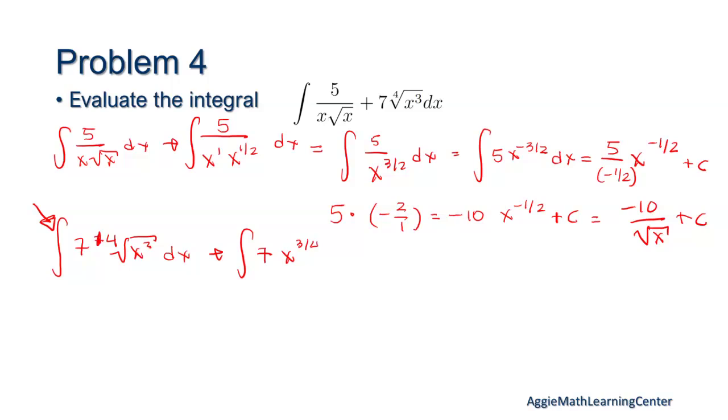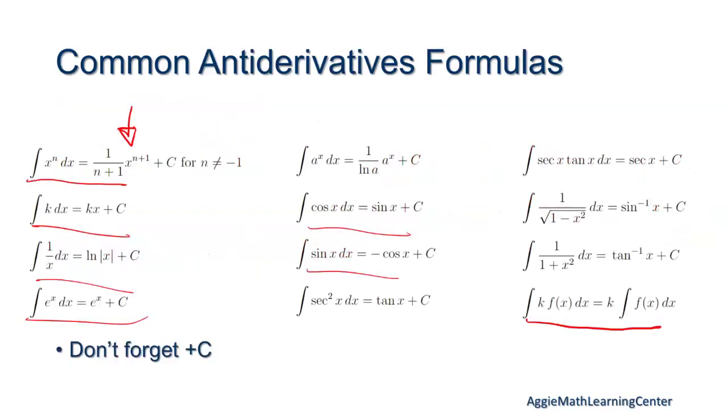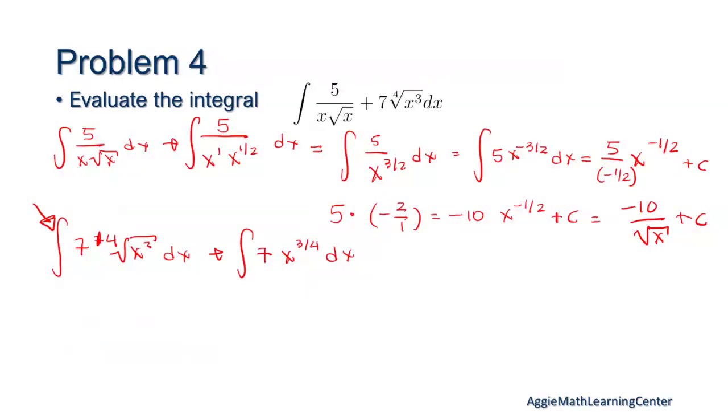So now I have 7x to the 3/4 dx. I'm going to add 1 to the power and then divide by the power. So I'm going to have x and then 3/4 plus 1, which is 7/4. And then I'm going to have 7 divided by 7/4. That's the same thing as 7 times 4 over 7, which is just 4.